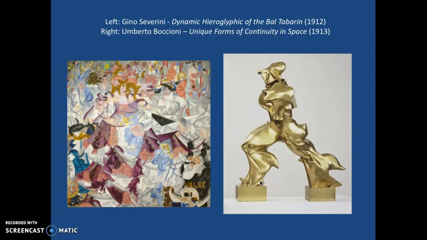Then there are images like the picture by Gino Severini, Dynamic Hieroglyphic of the Bal Tabarin, which is a sort of German interpretation of what's happening in Italy at this time. So you see these almost cubist style images that are coming out of it, but they have color, they have multiple perspectives, very different from the sort of cubist images of Braque and Picasso, but they have that same sort of harsh quality that Umberto Boccioni's image has.